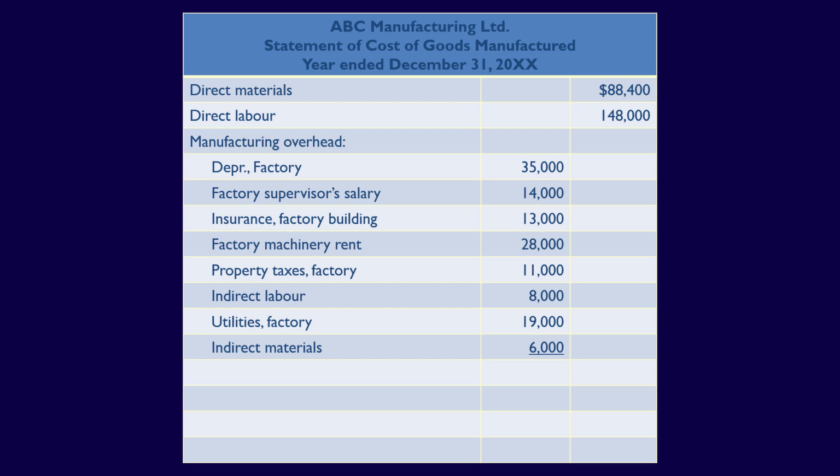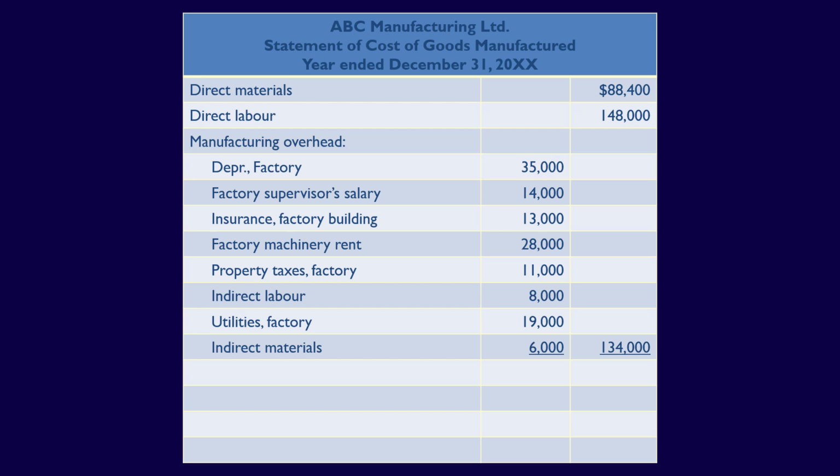That will be depreciation factory, $35,000. Factory supervisor's salary, $14,000. Insurance, factory building, $13,000. Factory machinery rent, $28,000. Property taxes, factory, $11,000. Indirect labor, $8,000. Utilities, factory, $19,000. And finally, indirect materials, $6,000. The sum of all these items is the total of manufacturing overhead, $134,000.